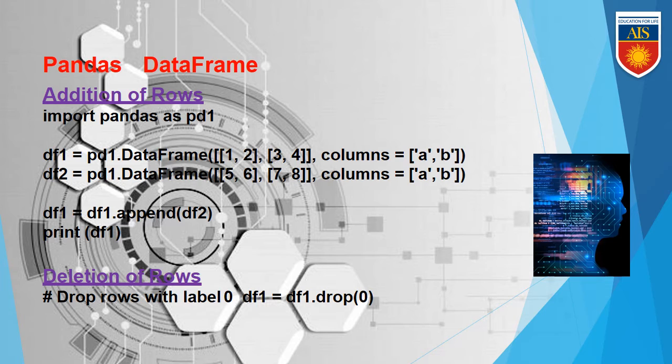Next option is deletion of row. Drop row with label 0, df1 equal df1.drop(0). That means that 0 index is going to be deleted.